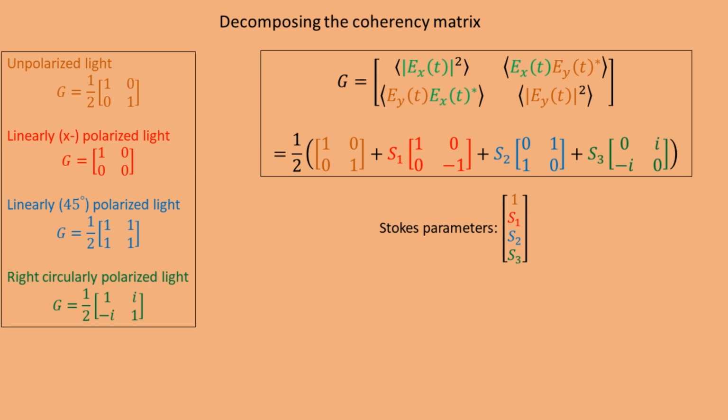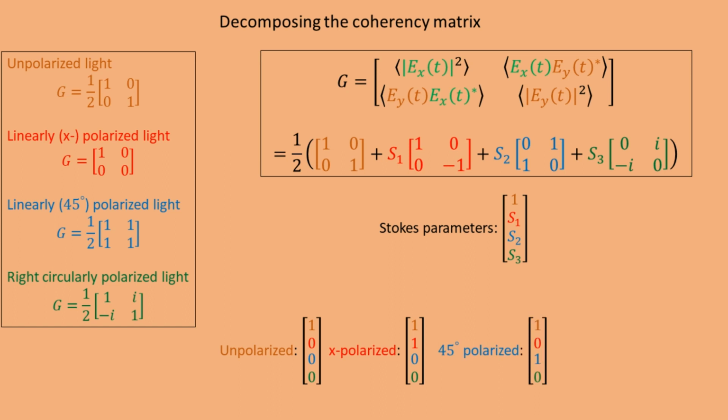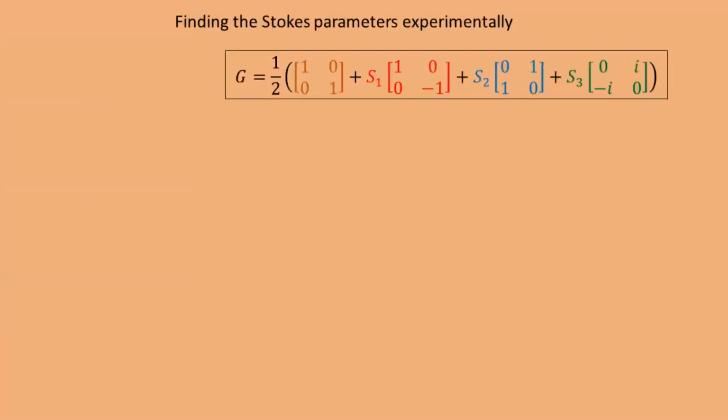One can see that the Stokes vector for unpolarized light is given by (1, 0, 0, 0). For horizontally polarized light, it's (1, 1, 0, 0). For diagonally polarized light, it's (1, 0, 1, 0), and for right circularly polarized light it's (1, 0, 0, 1). So this gives us a way of describing general partially polarized states. But how do we find these parameters in practice?